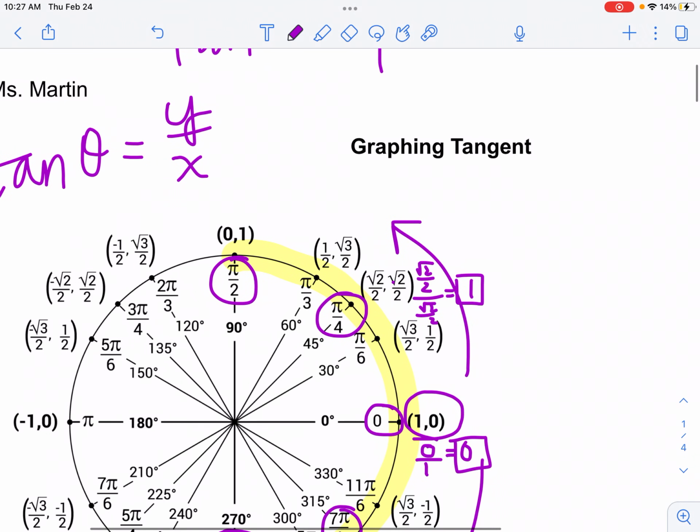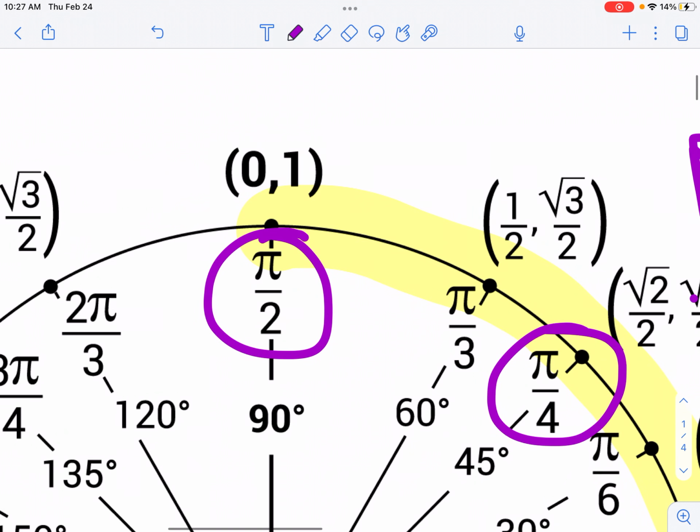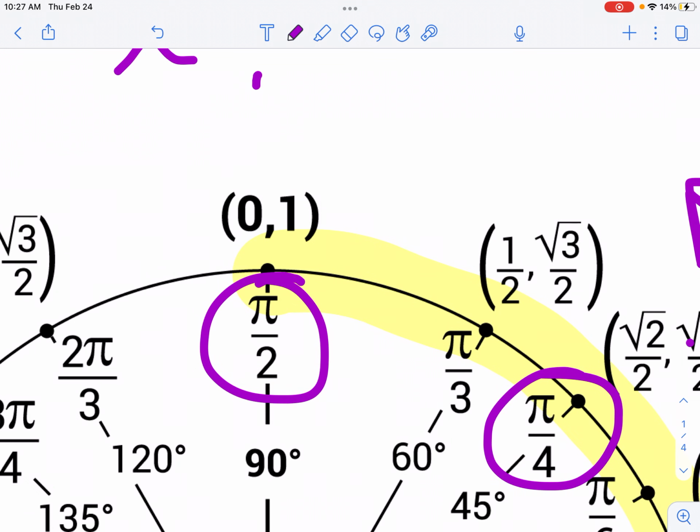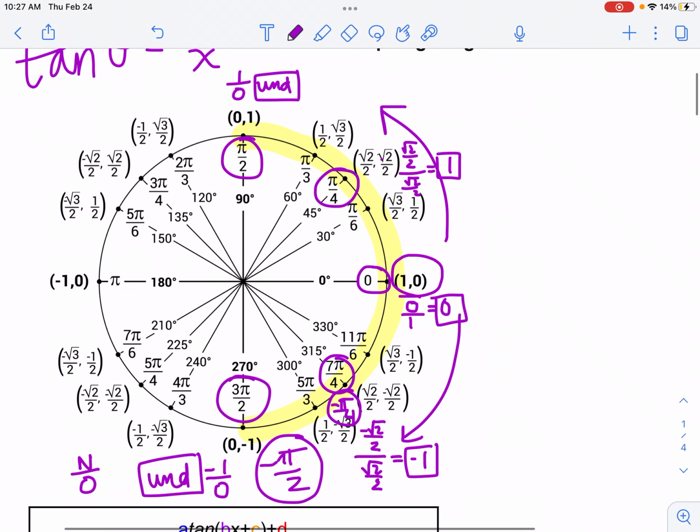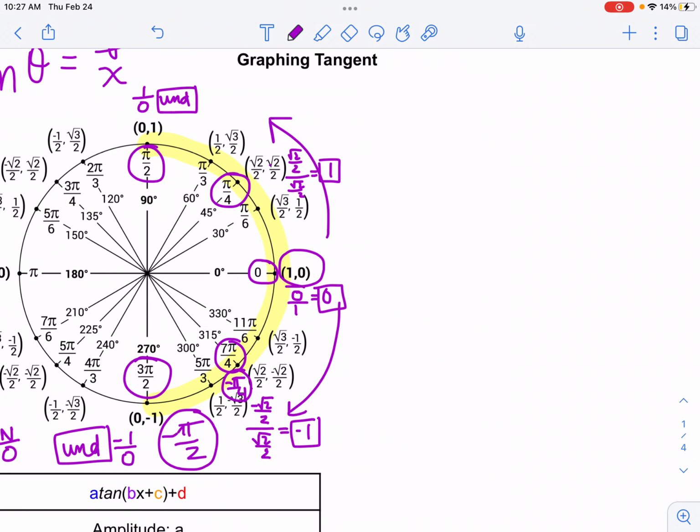And last point here, we've got at pi over 2, y divided by x is 1 divided by 0, which is undefined. Okay. So we've got 4 points here, or 4 angles that we've calculated. So this shows us that the tangent graph is only going to have 4 special points that we need to plot. Okay, so I'm going to go ahead and start to put these on the coordinate plane.